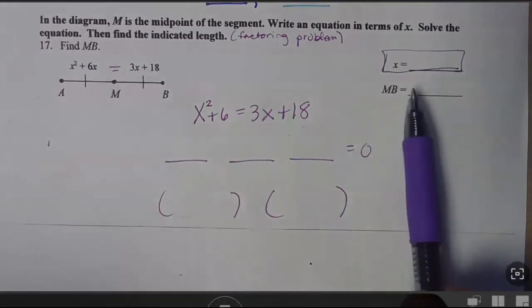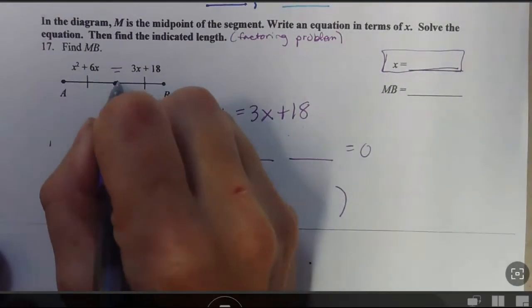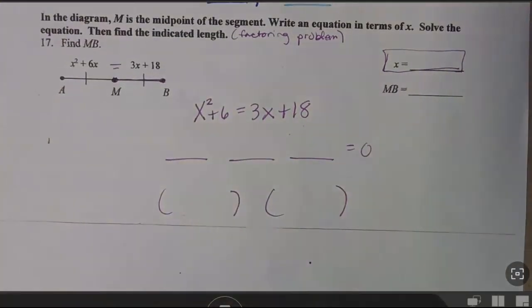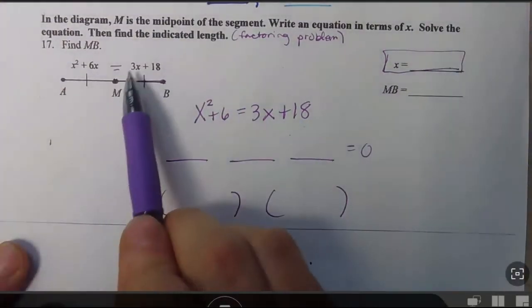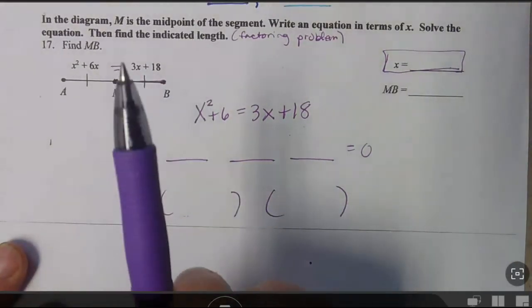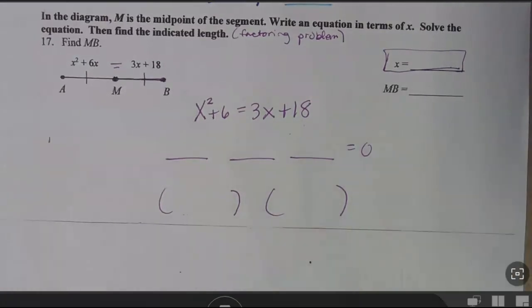And then remember to find MB. It wants you to plug it back in actually to this side, and it wouldn't really matter because we know they're equal. So whatever x is, you're going to plug it back in and do 3 times x, whatever it is, plus 18. That gets you the final one. So that is it for our open response portion of the 1.3 target.